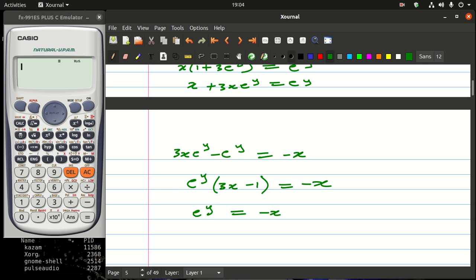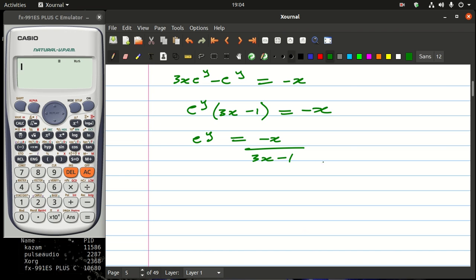Of course, if you take this away, this is what remains. And then e to the power y is going to be equal to minus x, divided on both sides by 3x minus 1. Now, I am actually looking for y here. I want to make y the subject of the formula. And y is an exponent. So if I want to bring an exponent down, then I need to take log of it.